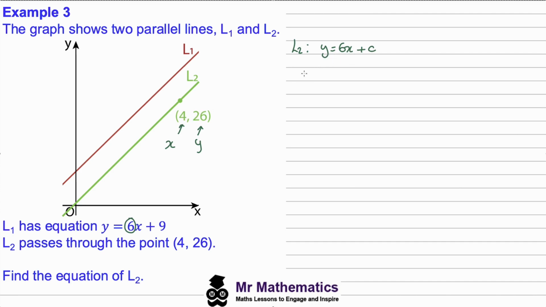So we can substitute each of these two into our equation. So y will be 26. This will be 6 multiplied by the x, which is 4, plus c. So 26 will equal 24 plus c. Therefore, c must equal 2. So the equation of L2 will be y is equal to 6x plus 2. Okay? How did you get on with that? Let's try another question.